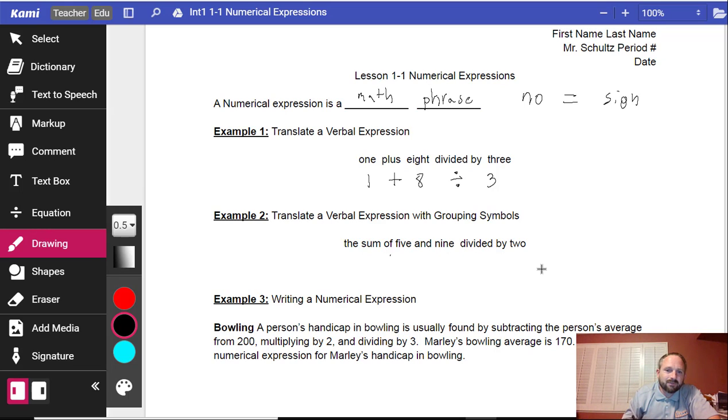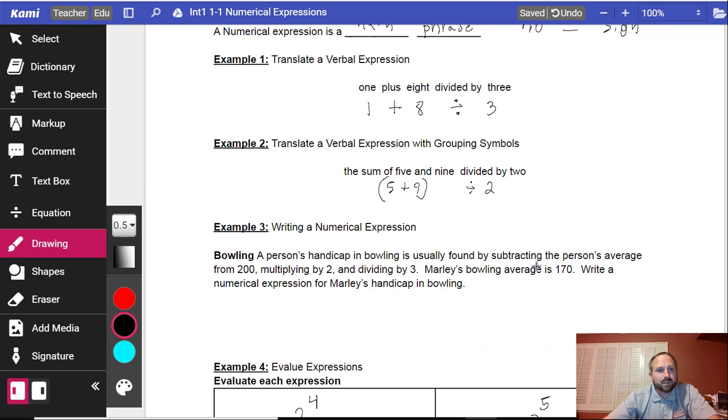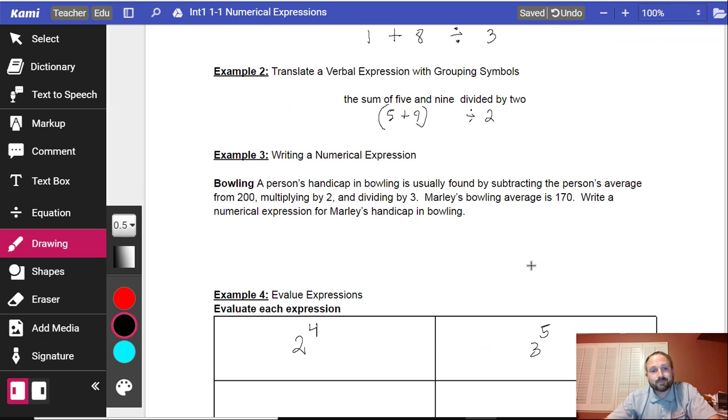We have the sum of 5 and 9, that means 5 plus 9, and then it says divided by 2. But they want you to find the sum first. So we create a group, in parentheses, brackets, something that will cause it to happen first. So 5 plus 9, and then divided by 2. Let's go on to example 3, an actual example.